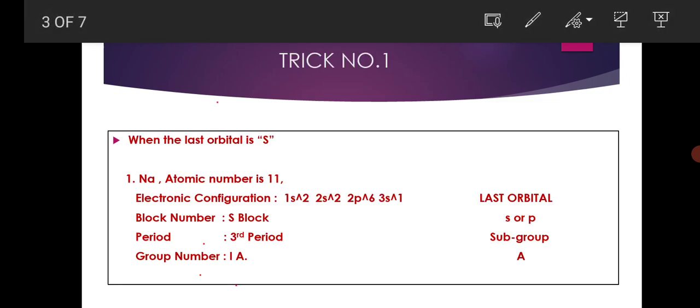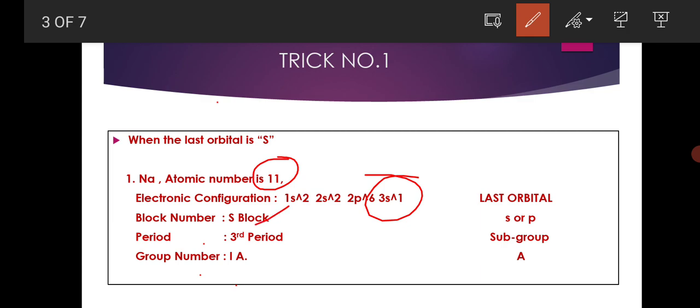Trick number 1, when the last orbital is s. For example, consider sodium. We know that its atomic number is 11. Then the electronic configuration of sodium is 1s2, 2s2, 2p6 and 3s1. Now listen carefully. The last orbital of sodium is s. Then the block of sodium is s.